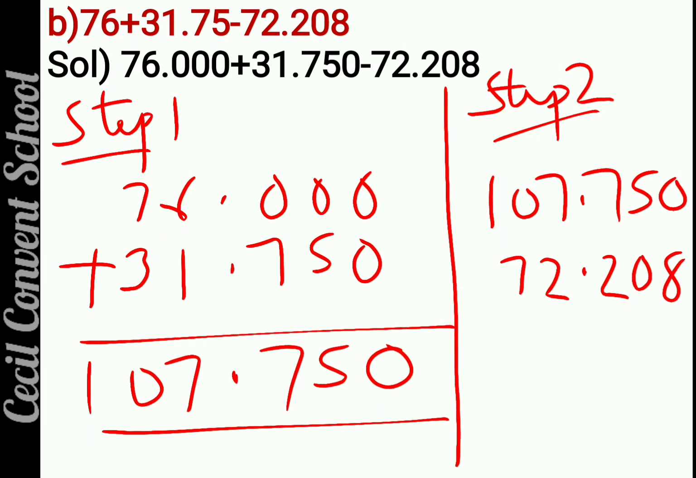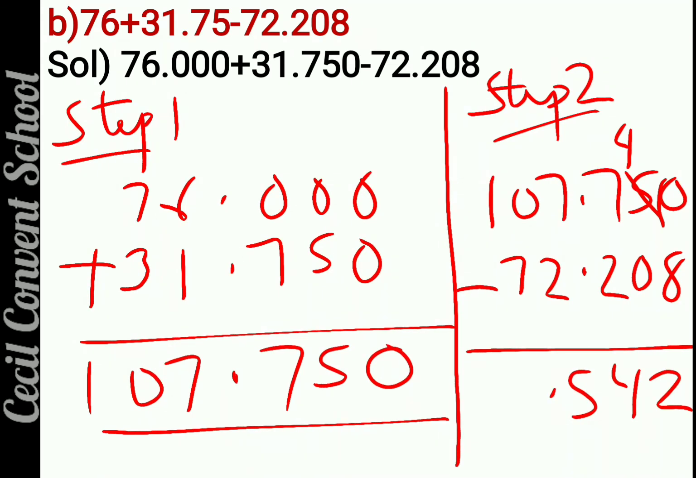72.208. So minus them. From 0 you are not able to minus 8, so you take from 5, it becomes 4 and it becomes 10. 10 minus 8 is 2. 4 minus 0 is 4. 7 minus 2 is 5. Then put a decimal over here. 7 minus 2 is 5.